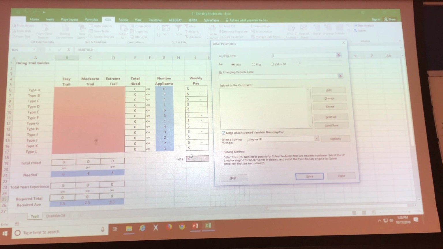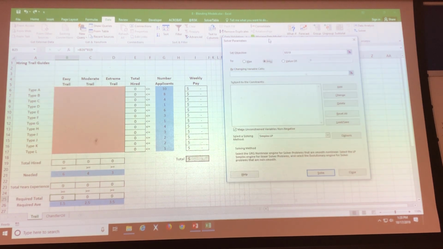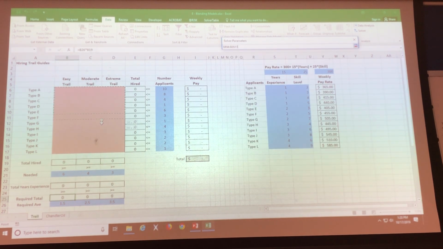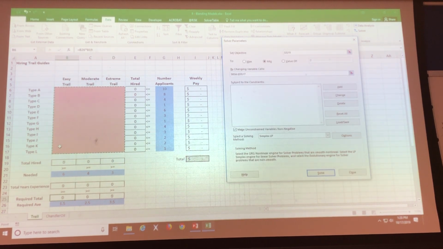I-19, yeah, and we wanted to minimize it. We want to minimize our total weekly payroll by changing, well, we can kind of tell what those are, but it's how Excel assigns types of work, the number of each type of worker to each trail. Okay? So that's B6 to D17.